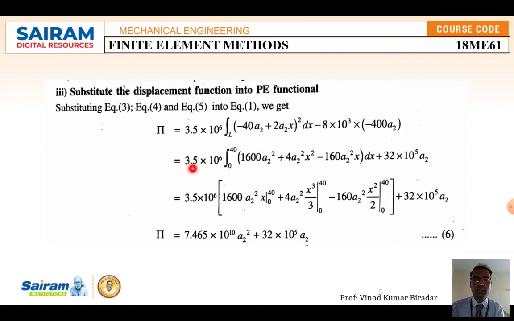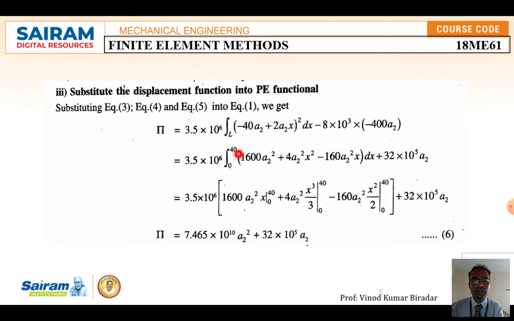Here again, simplify this. The length is 0 to 40, 1600 if you simplify. This is an a square plus b square minus 2ab formula, into dx, and into this you have to multiply 32 into 10 to the power of 5 a2. So you are going to get this equation.